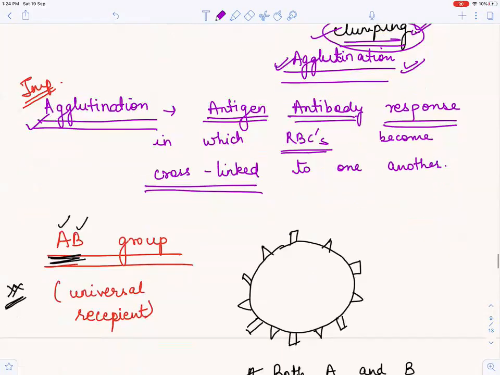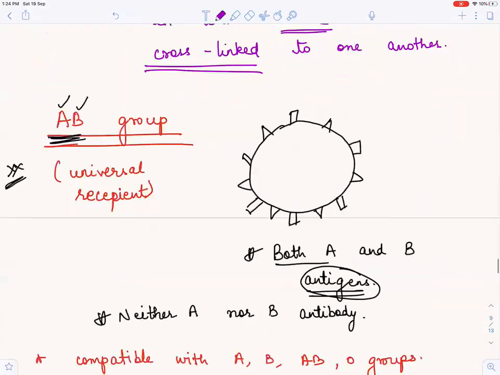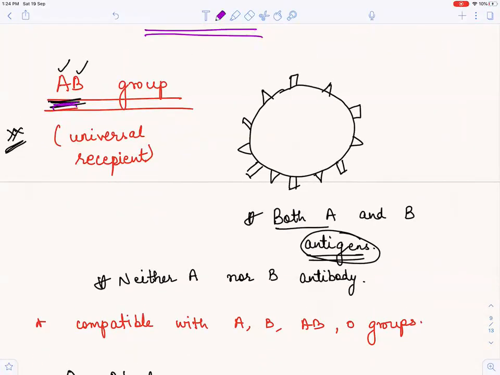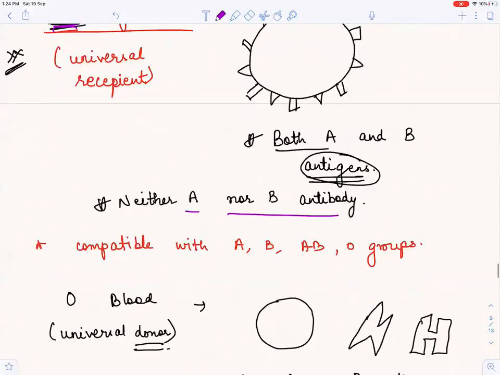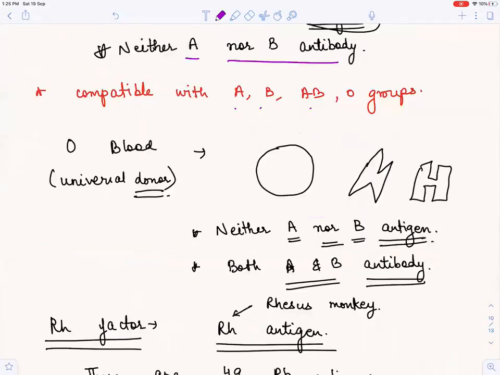Then we saw AB group. Since it is AB group, कौन से एंटीजन होंगे? A और B एंटीजन दोनों होंगे, but कोई भी एंटीबॉडी नहीं होगी. I mean to say that neither A nor B antibody. And this is compatible with AB and O groups. That's why they are known as universal recipients. O blood, nothing, no antigen, but both antibodies.